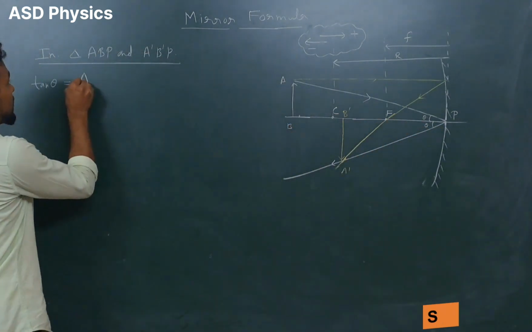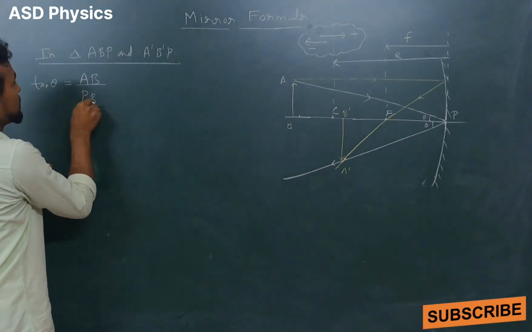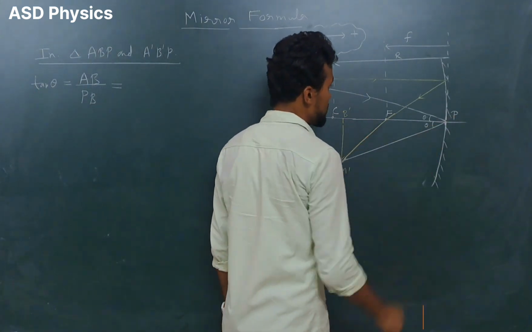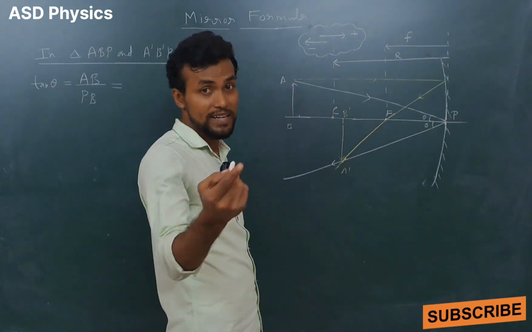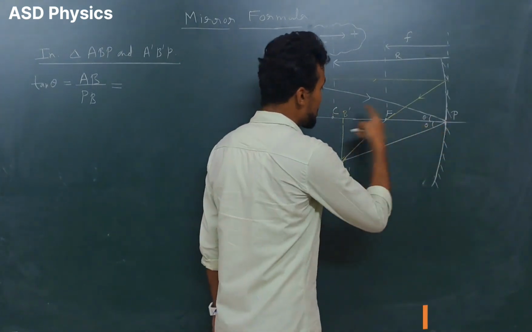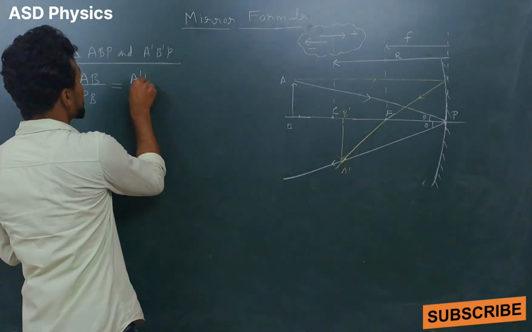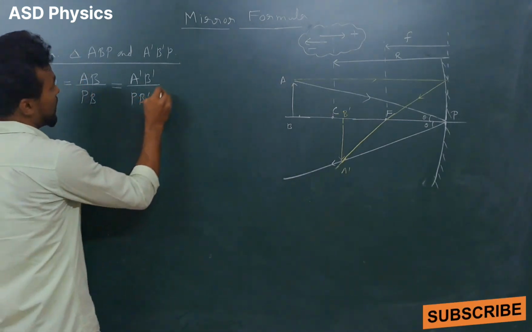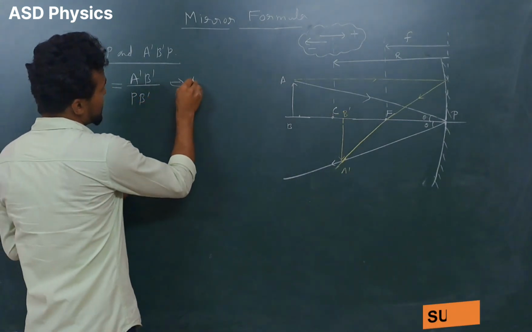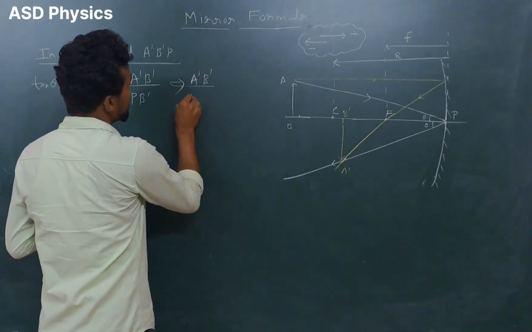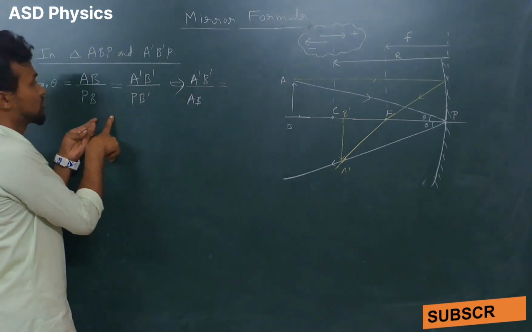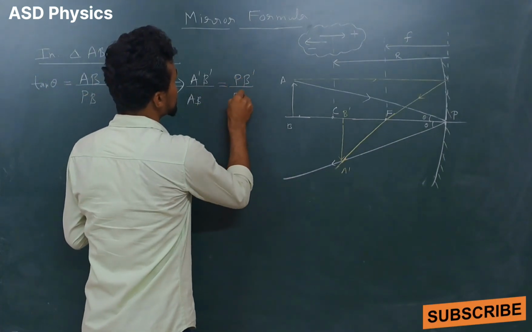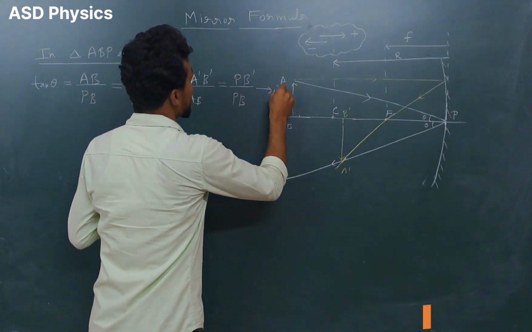So I will write here AB by PB equal to, now in this triangle A'B'P, what is tan theta? Again opposite by adjacent, so A'B' by PB'. Now if I write A'B' by AB, how much? From here it will become PB' by PB. This is equation 1.